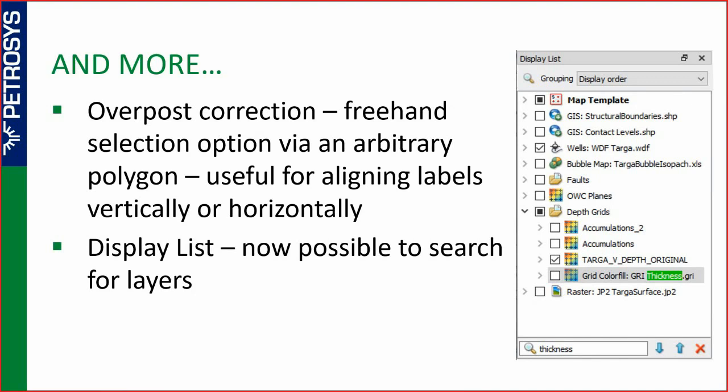And then the final bullet point is not really a cartographic improvement, but it's worth mentioning if you haven't noticed. And that's the fact that you can now search within your display list. So if you've got huge projects or huge mapping projects, if you select this icon up here, it will open up this section down here where you can just type in the name of a grid or a well that you're looking for, and it will search through that.